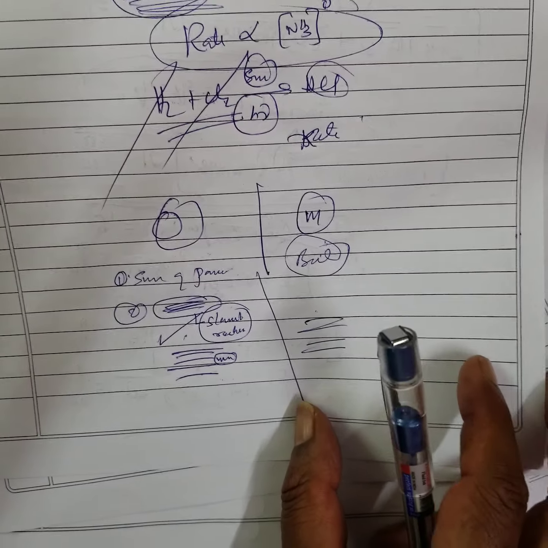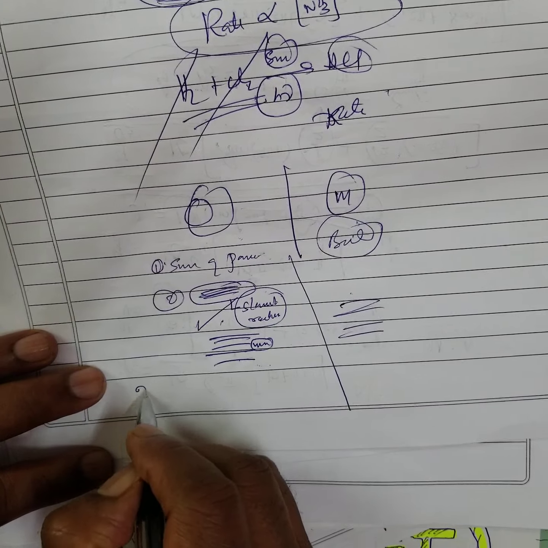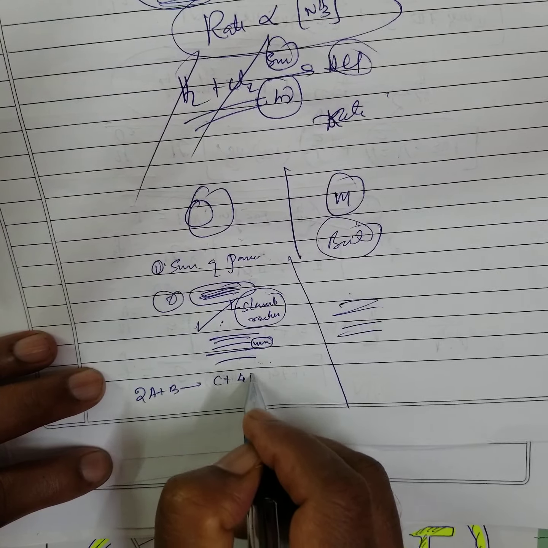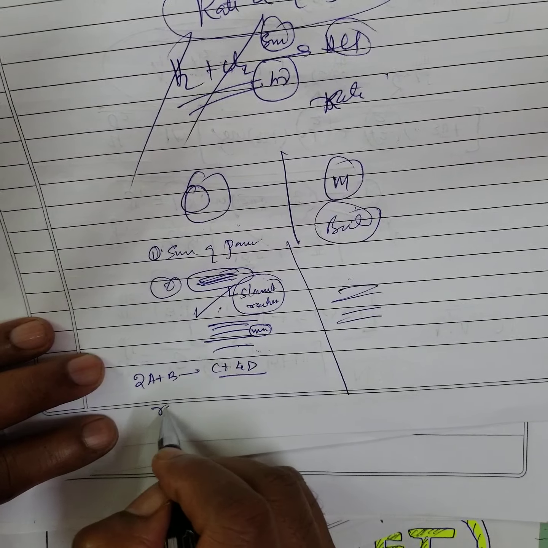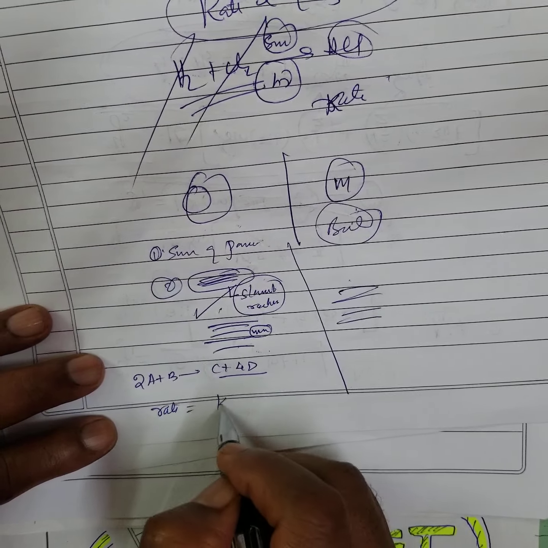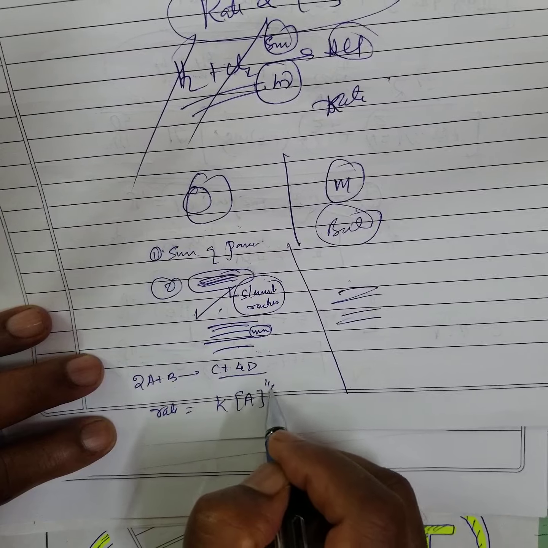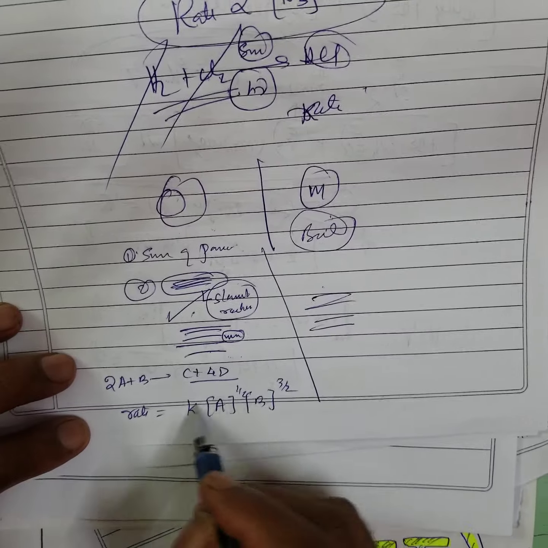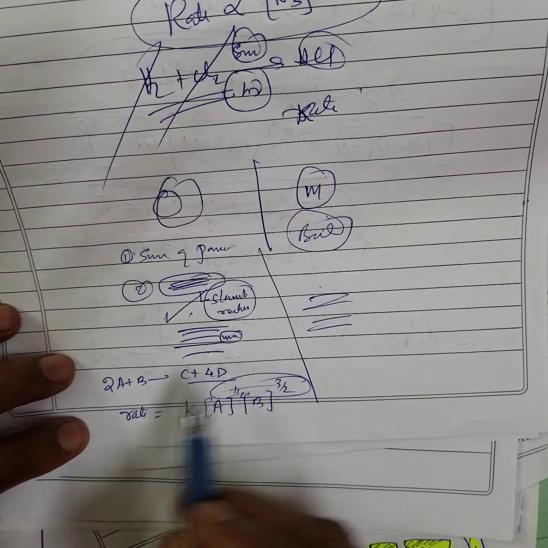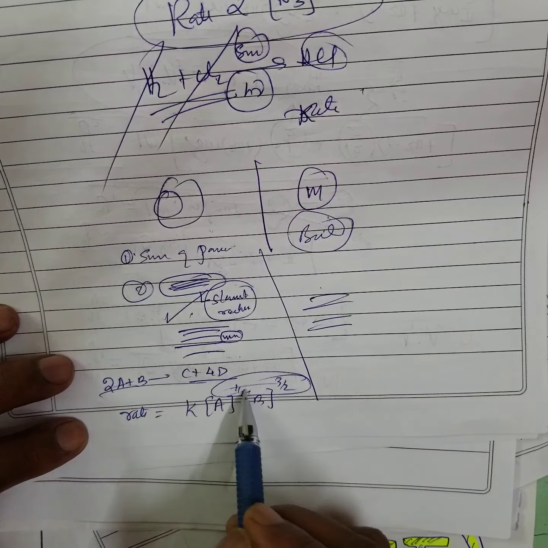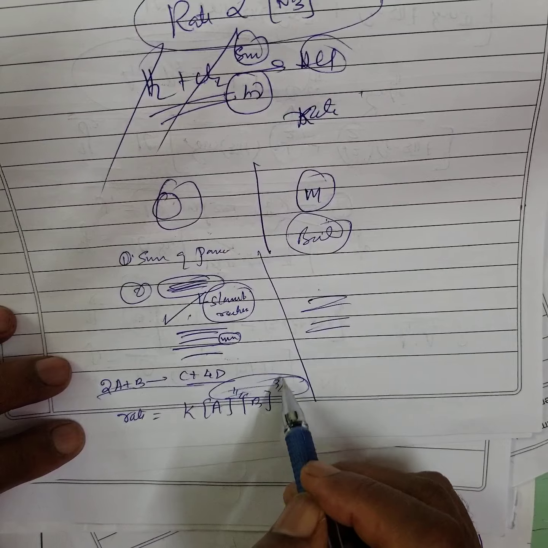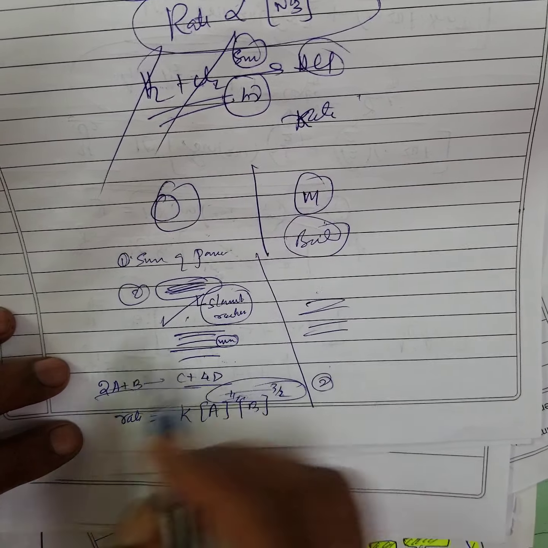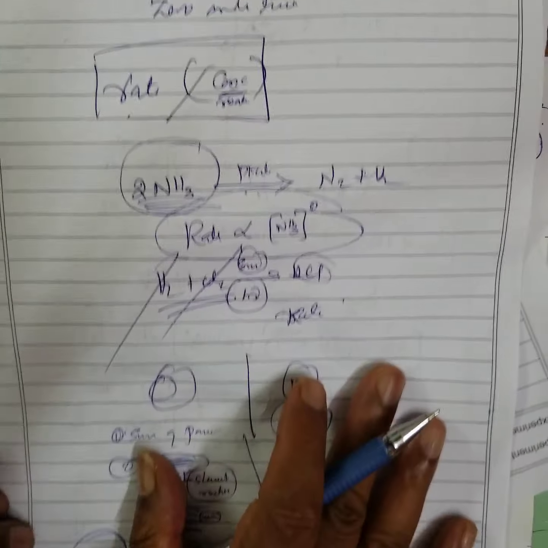Therefore, for molecularity in a chemical reaction, suppose they give 2A plus B is equal to C plus 4D. The rate is given by k times [A] to the power of 1/2, [B] to the power of 3/2. If they ask what is the order, definitely you can say. Here molecularity is 3, but order is 2. How? 1/2 plus 3/2 is 4/2, which is order 2. Molecularity is 3. Like that you have to do it.